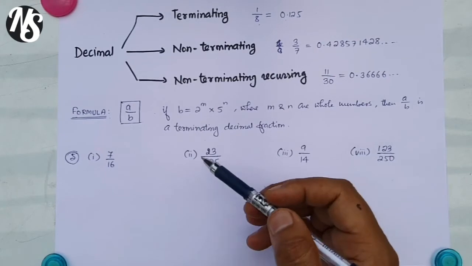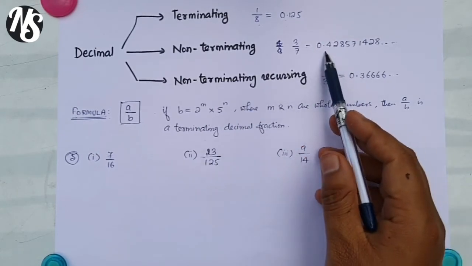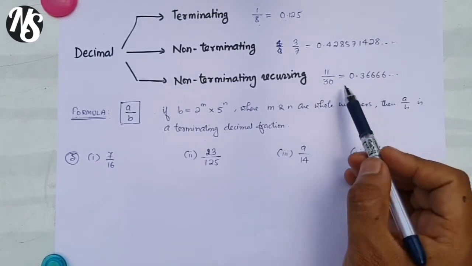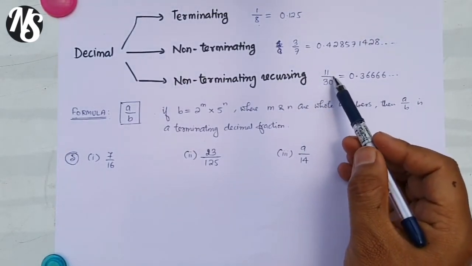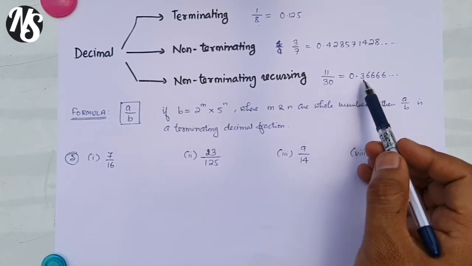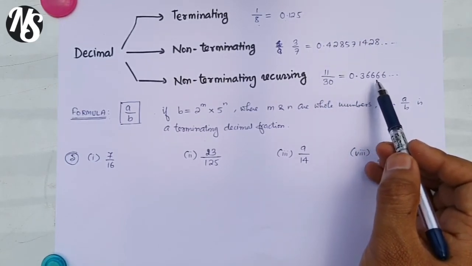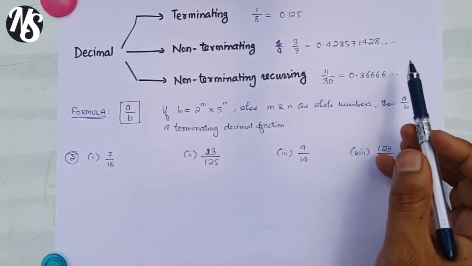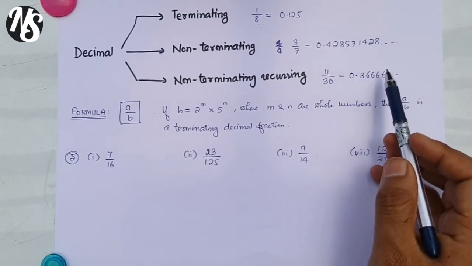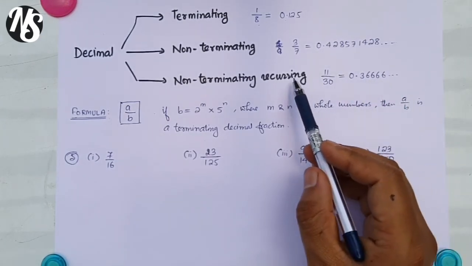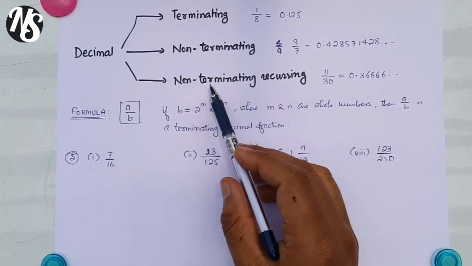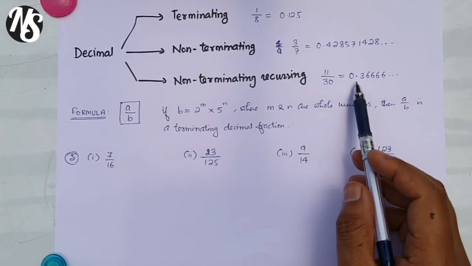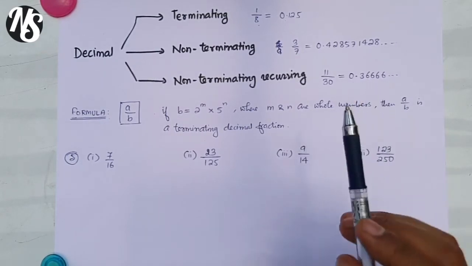Sometimes what happens is when you keep on dividing non-terminating numbers, some set of numbers keeps on repeating. For example, if I ask you to convert this 11 by 30 into decimal, you find it to be 0.36666. Basically, this 6 is repeating here, isn't it? So if some number keeps on repeating, that kind of number is called recurring and non-terminating. These are called non-terminating recurring decimal numbers.